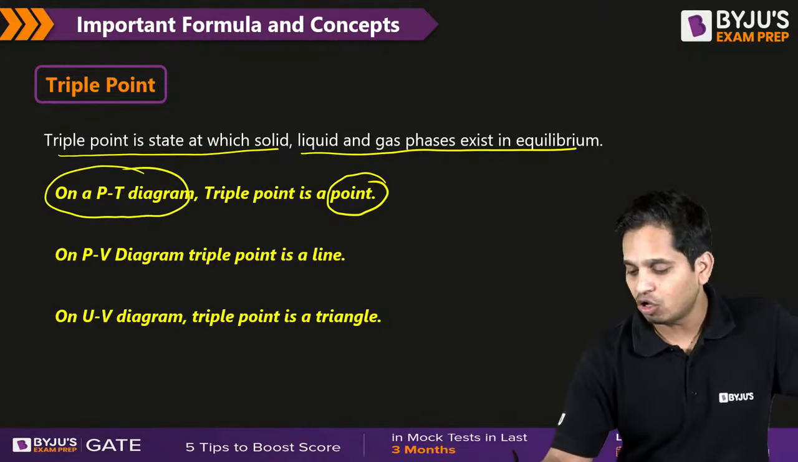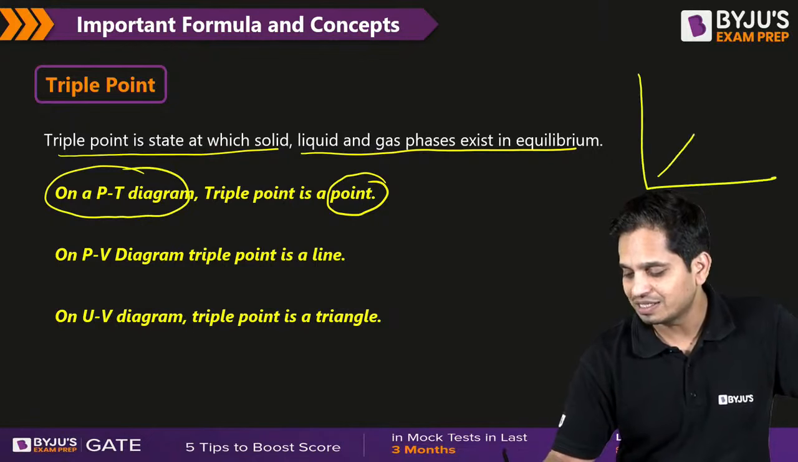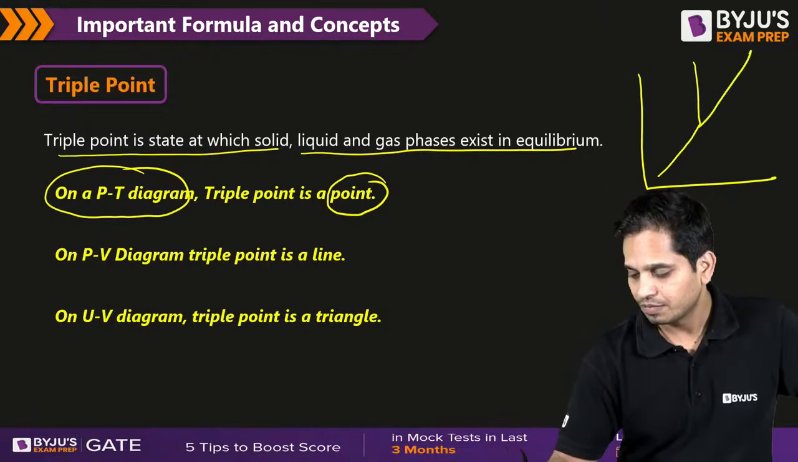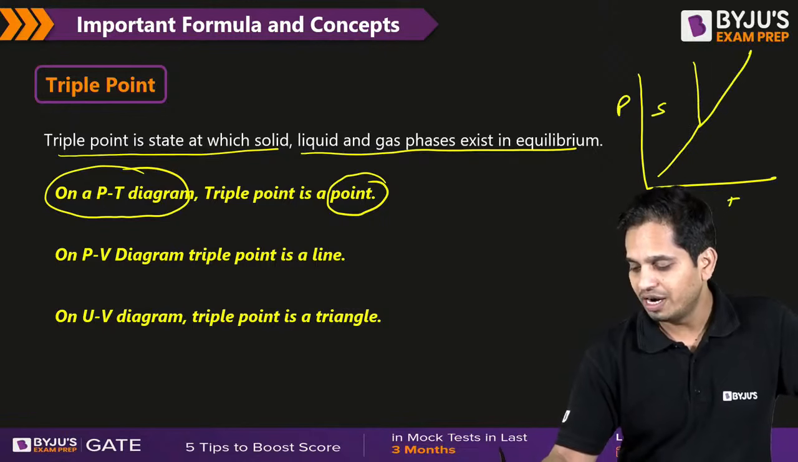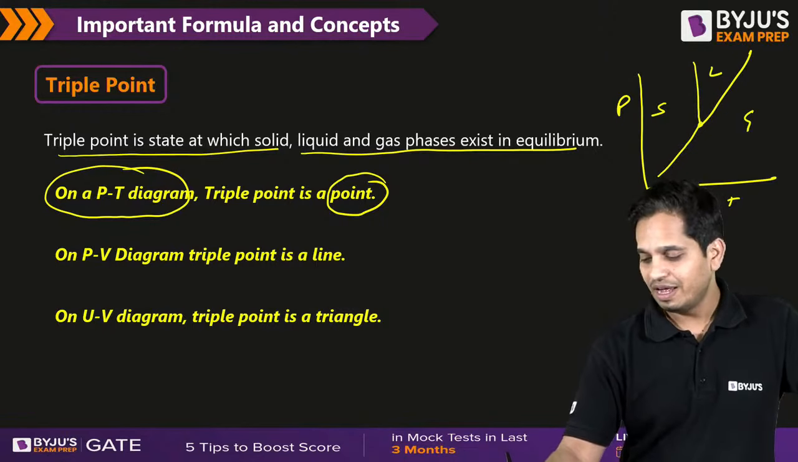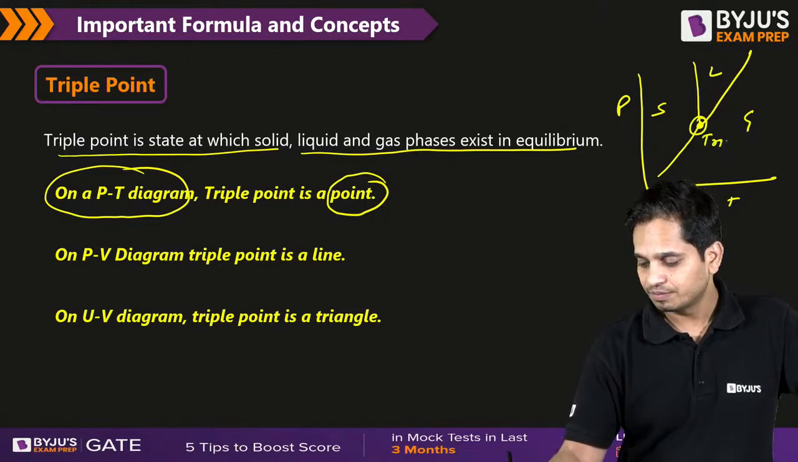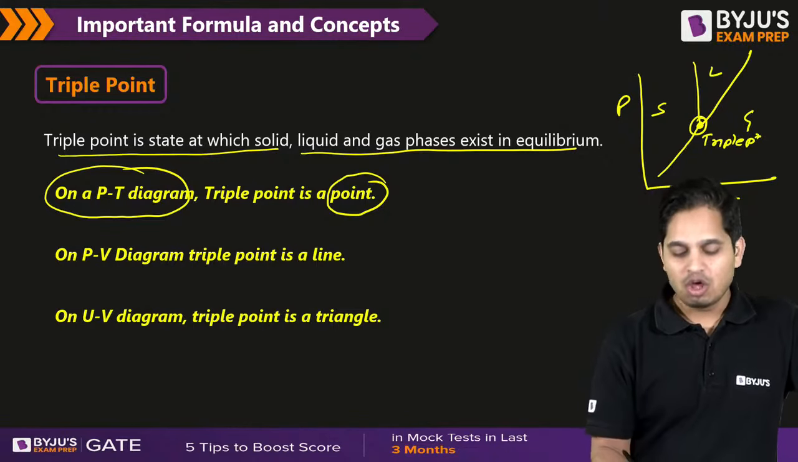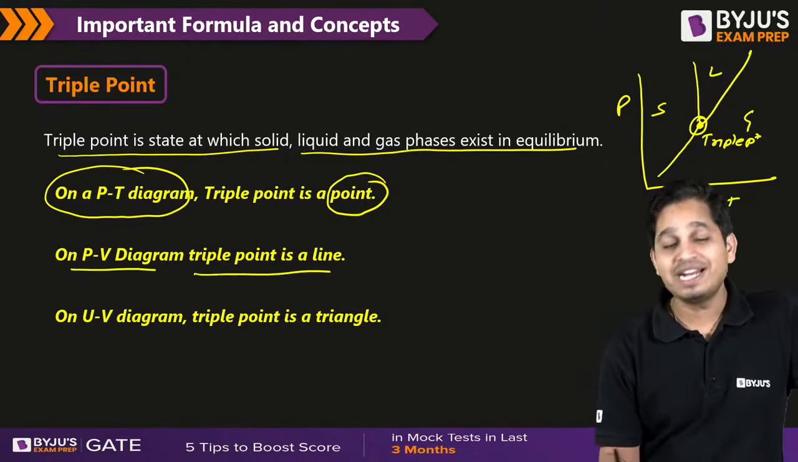On a PT diagram, I'll draw this for you. It is something like this. PT diagram: solid, liquid, gas. And this is the triple point. Similarly, on a PV diagram, triple point is a line.